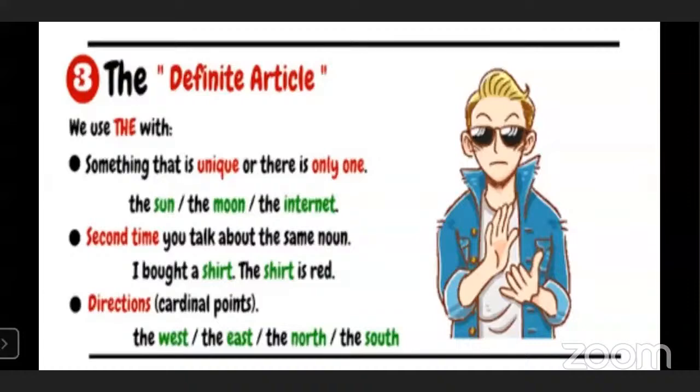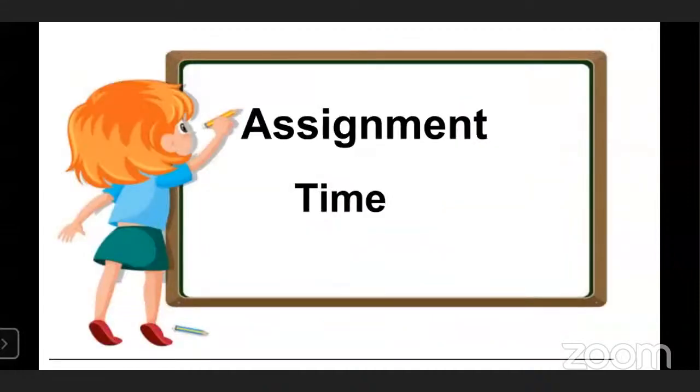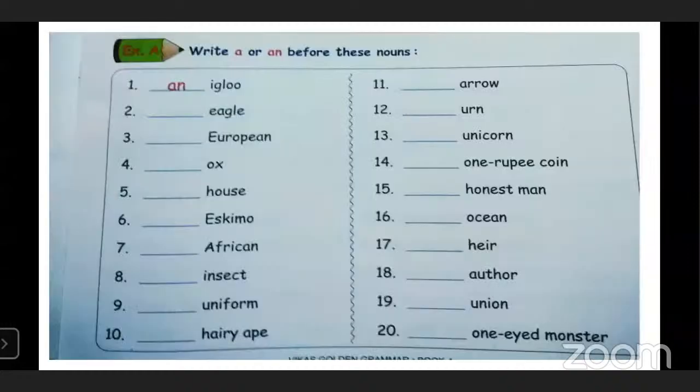Yes, I hope you understood the articles, that is the definite article and the indefinite article. Now let's see. It is our assignment time. Look here. Here we have 20 words where you have to write A or AN. Now, while reading these words, always keep your pronunciation in your mind. Then only you will get the correct answer, whether it is A or AN. Okay? You have to complete it in your notebook.